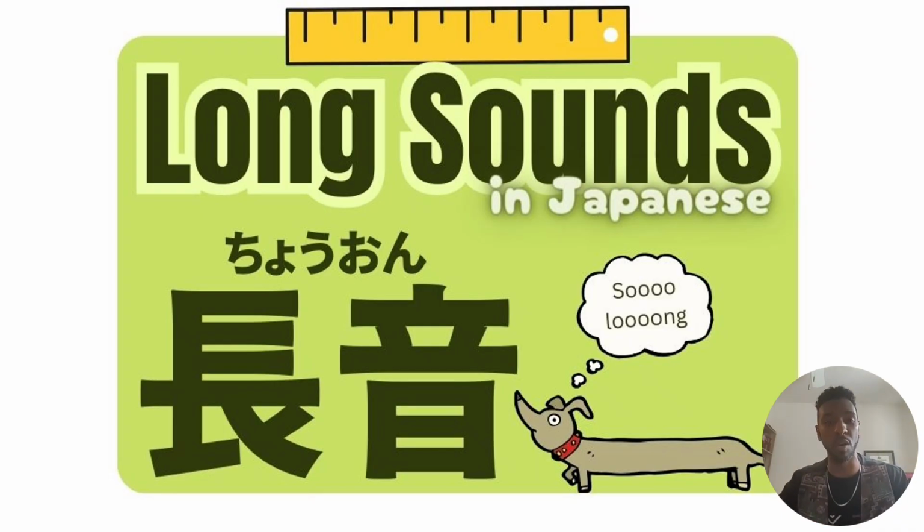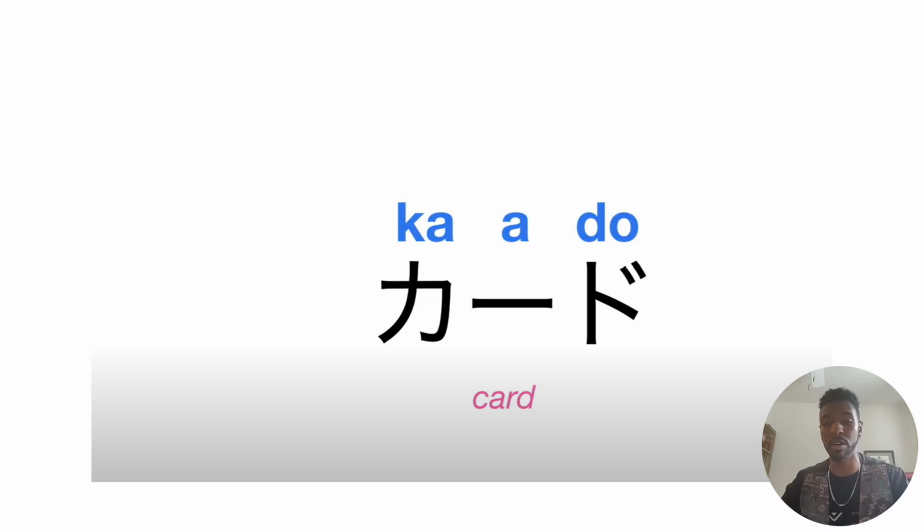Other unique sounds, long sounds, they're called choon. It's when you extend a vowel. So with Japanese pronunciation, the difficult part isn't saying the sounds. All the sounds are easy to make. It's rhythmic. So it's hitting the timing correctly, making sure everything is timed and spaced properly. And for long sounds, you want to make sure you say them long or they sound like a different word, right? So card, it's not kado, it's kaado.